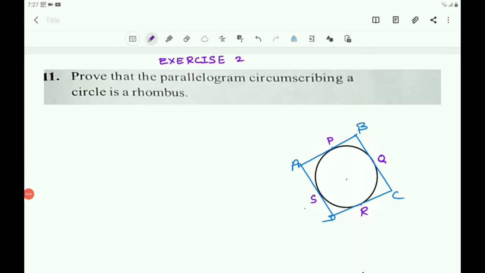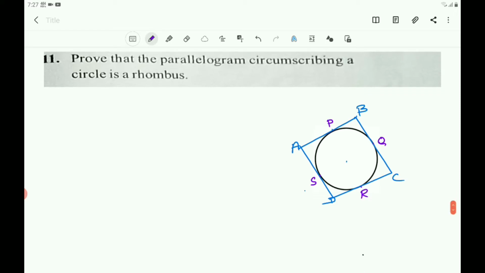Children, it is a continuation of the chapter Circles. Now let us continue the exercise second. That is the 11th question we have to solve here. Prove that the parallelogram circumscribing a circle is a rhombus.